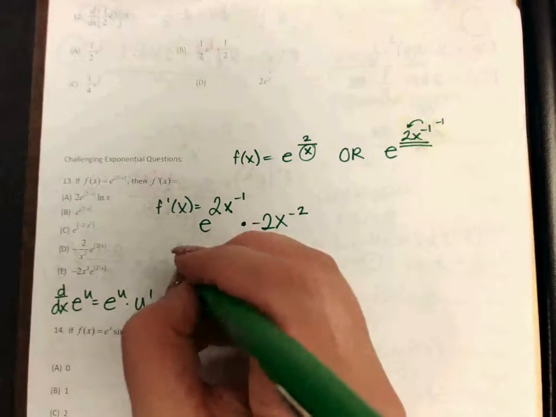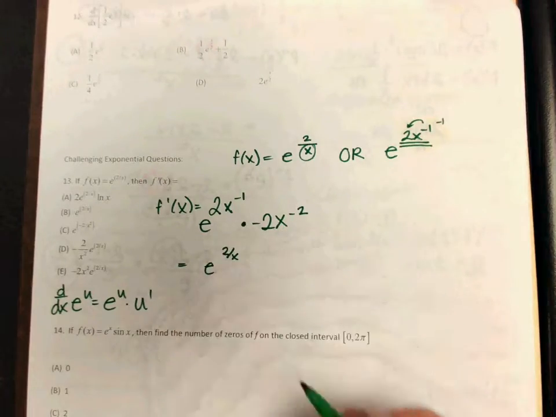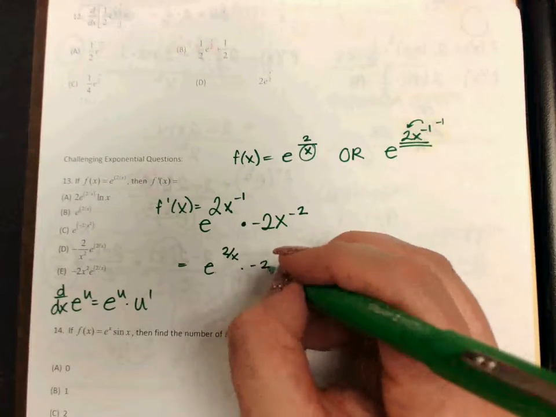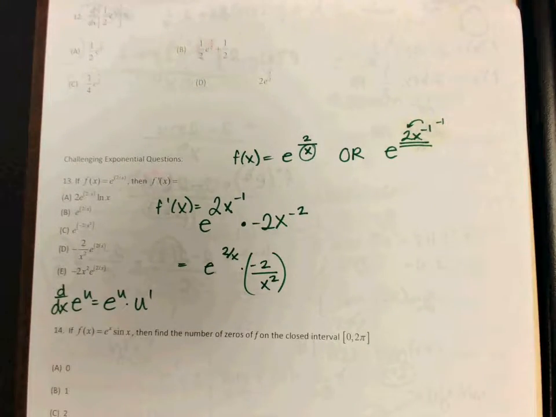Okay, then from there, I can write this as e to the 2 over x times, and then this is now a negative 2 over x squared. And so then if I'm looking at my answer choices, that is the same as answer choice D. Okay?